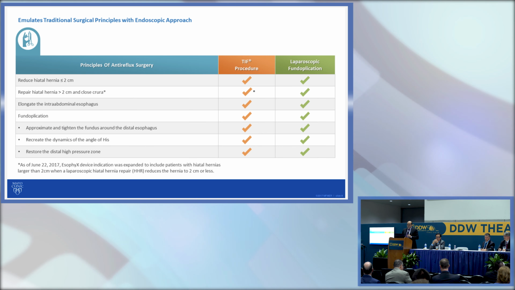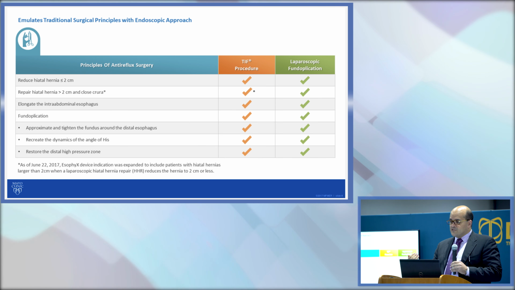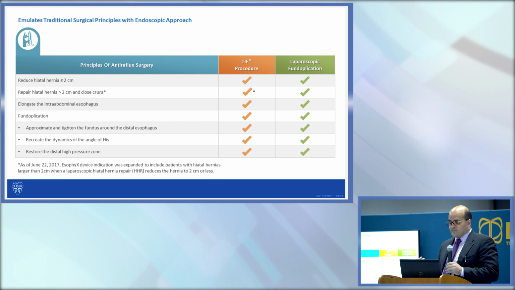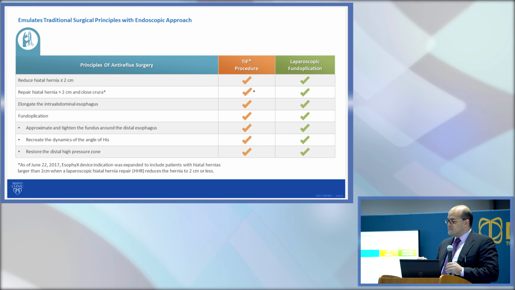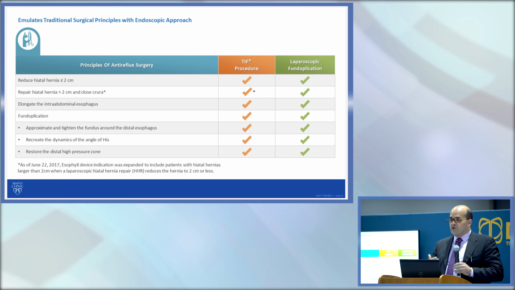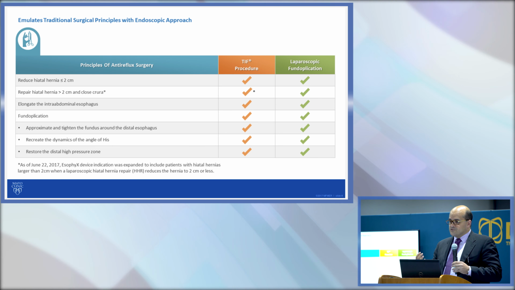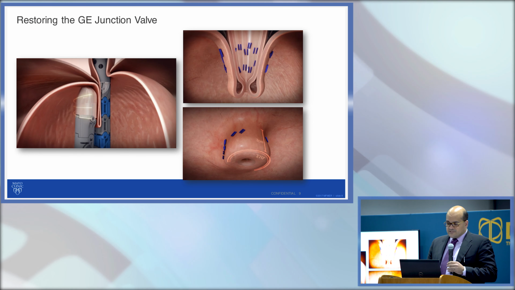So if we could see from the schematics that I showed you, now with the primary TIF procedure, we could reduce small hernia and tack it to below the diaphragm. With the concomitant TIF plus hiatus repair, we could do the same after closure of the crura. We could elongate the intra-abdominal esophagus, and we now are capable of creating a fundoplication. So really, we have respected all the principles of an anti-reflux procedure. This is how it's done.